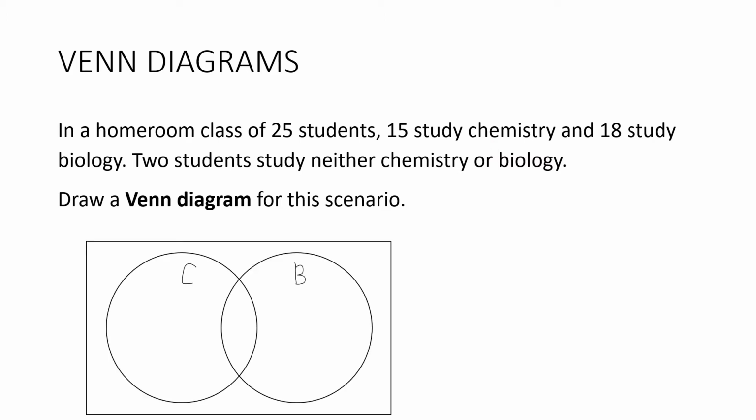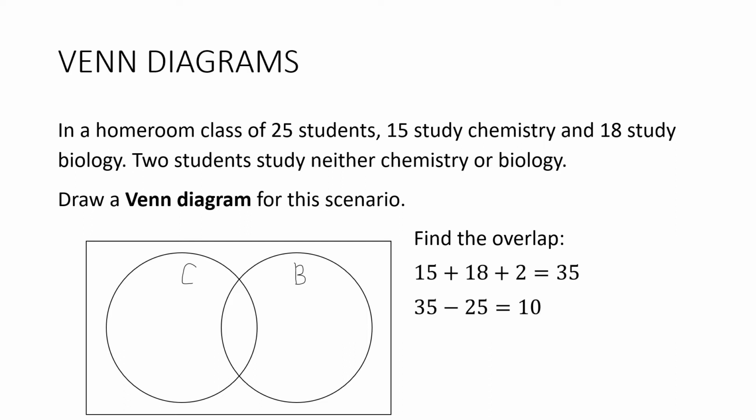Let's start by drawing up the Venn diagram. We have overlapping circles and we have C for chemistry and B for biology. We need to find this overlap. So we're going to add the chemistry students and the biology students and the 2 students that study neither chemistry nor biology. And so we have got 35 students, so our overlap must be 10. And 10 is what goes in here. Now we have 2 students that study neither chemistry nor biology, so they go outside. And then the trick is to fill in the circles.